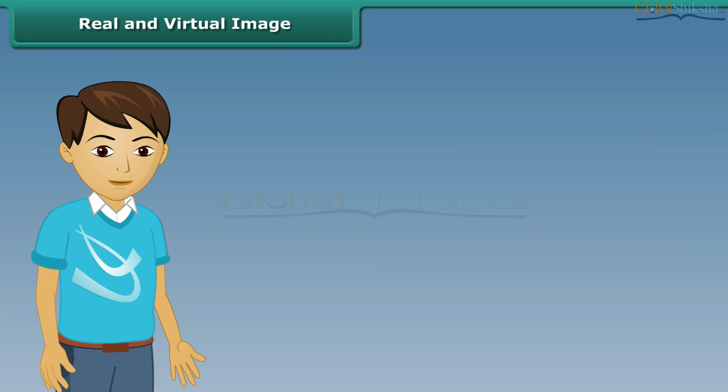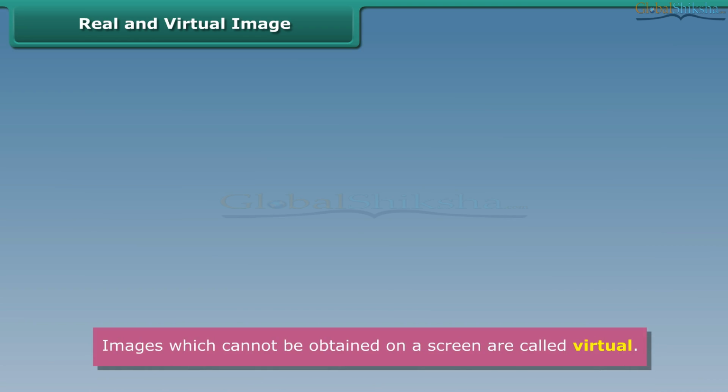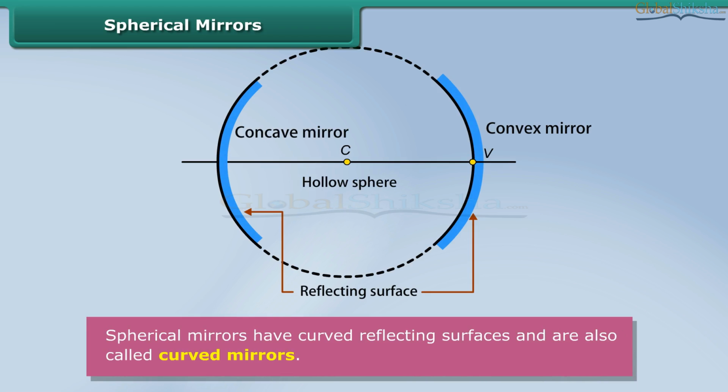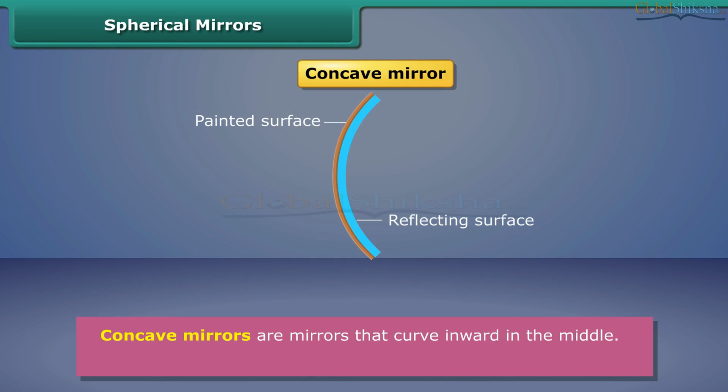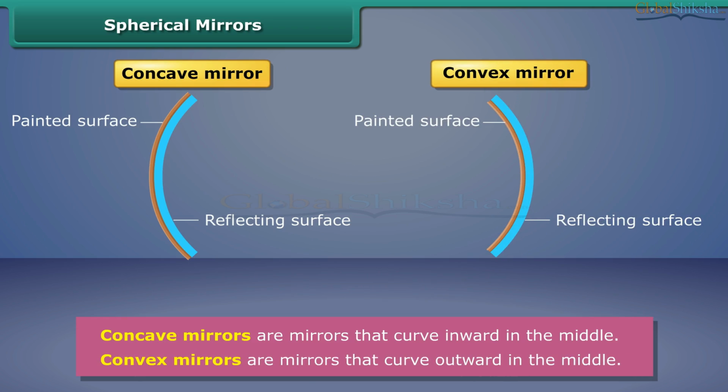Real and virtual image. Let us discuss what are real and virtual images. Images which can be formed on a screen are real. For example, images formed on a cinema screen are real, whereas images which cannot be obtained on a screen are called virtual. For example, image of our face in a plane mirror is virtual. Spherical mirrors. Spherical mirrors have curved reflecting surfaces and are also called curved mirrors. There are two kinds of spherical mirrors, namely concave mirror and convex mirror. Concave mirrors are mirrors that curve inward in the middle, whereas convex mirrors are mirrors that curve outward in the middle.